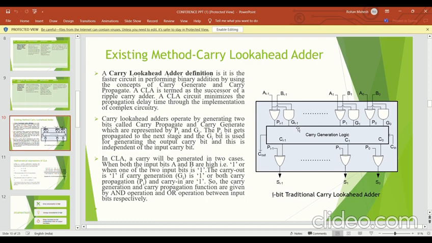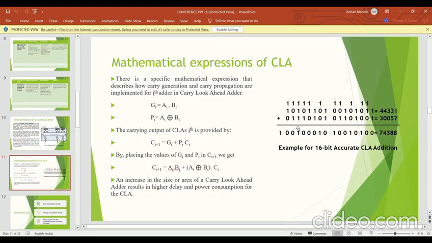method looks like. Coming down to the carry generate and carry propagate, to be more specific, there is a specific mathematical expression that describes how carry generation and carry propagation are implemented. Carry generation is the output of AND operation between two inputs, and carry propagation is the output of XOR operation between two inputs. Here, let us consider A and B as two inputs. So carry generate would be A AND B, and carry propagate would be A XOR B.